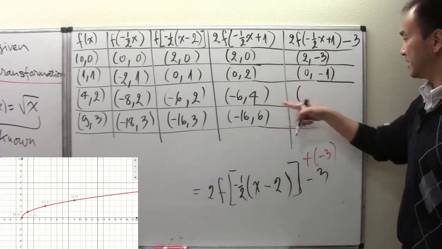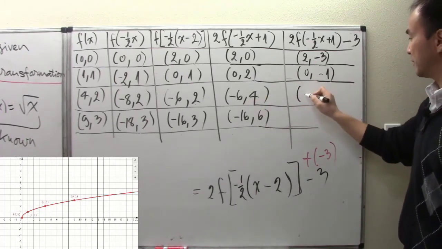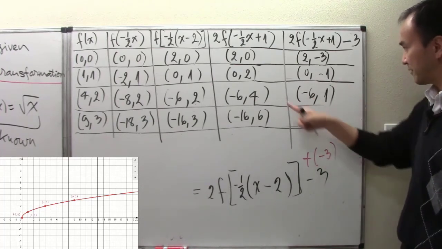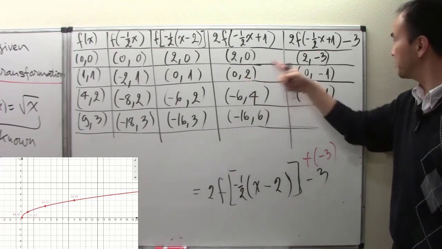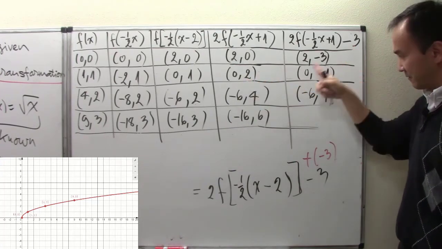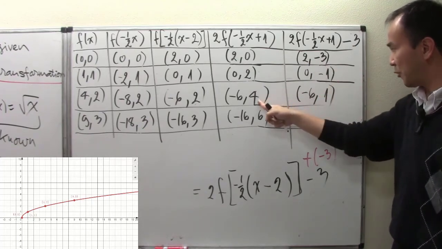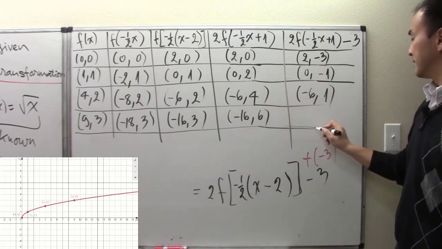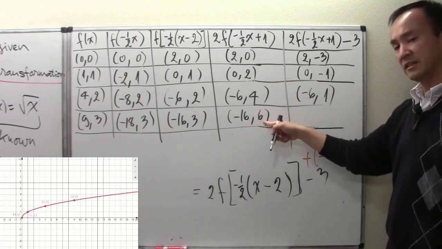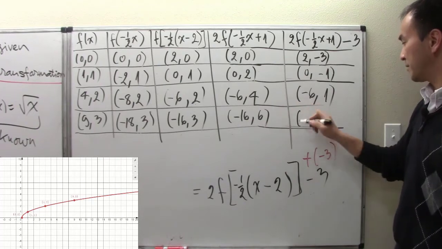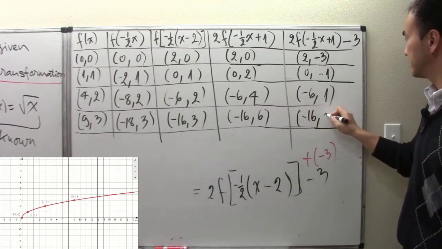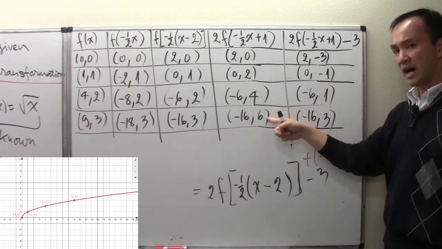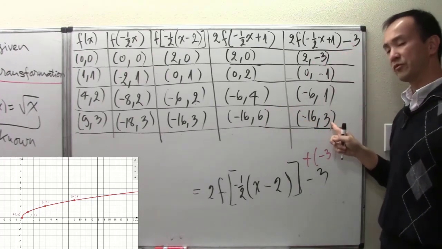This point here, negative 6, 4, is transformed to negative 6, 1. And so we can double check ourselves. For this current point, 2 plus negative 3 gives me negative 1. For this point right here, the reason I had 1 here is because 4 plus negative 3 gives positive 1. Okay, for the next point, negative 16, 6 right here, it's transformed into negative 16, 3. And that is simply because 6, the y value, added with negative 3 gives me this.